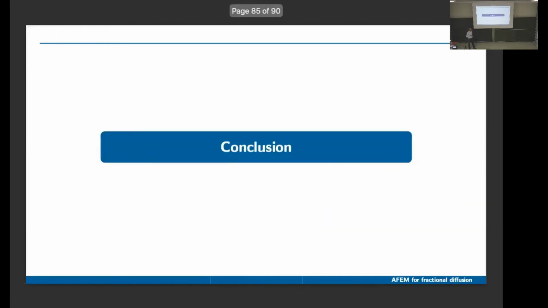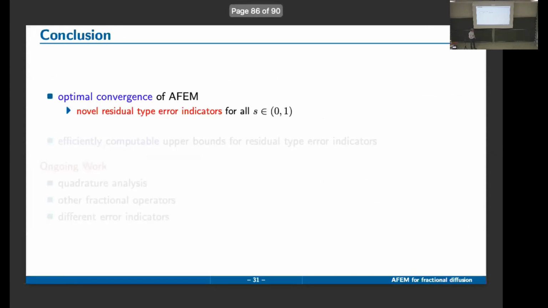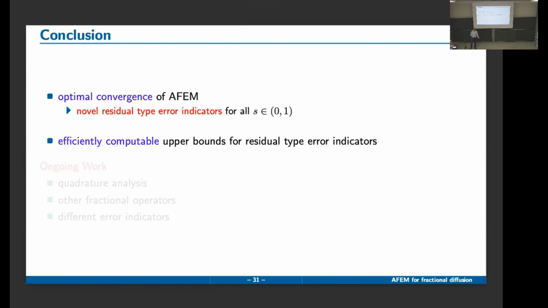Okay, and with this, I will conclude. What did I show you? I showed you that you can do FEM for fractional problems which have boundary singularities, and doing it with our novel residual type error indicator which works for all fractional parameters, you can get an optimal convergent algorithm. And second, we can write down an upper bound for our estimator, which can be efficiently computed, which in numerical experiments doesn't ruin the optimal convergence and has an O of n log n realization.